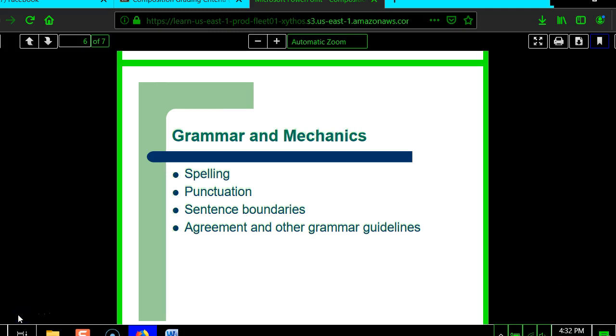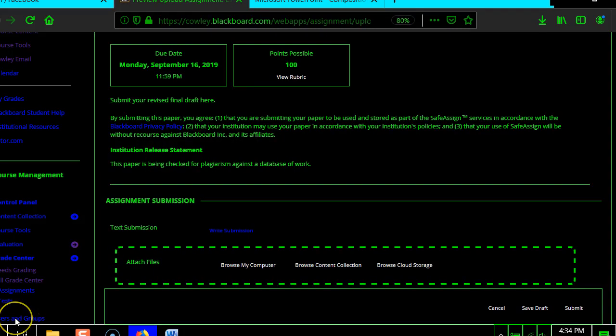Do subjects agree with their verbs? Do pronouns agree with their antecedents? Have sentences been correctly punctuated? Are there any fused sentences, sentence fragments, or comma splices? Have the correct punctuation marks been used? For instance, periods for sentences, question marks for questions, exclamation marks, quotation marks.